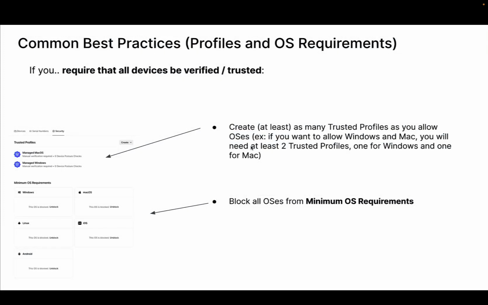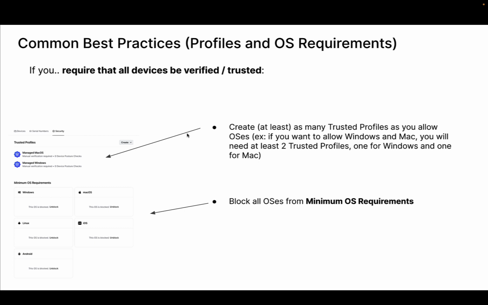Let's talk about best practices a little bit, because I think that's always interesting to highlight. And let's talk about actual use cases that we see customers implement. The first one is if you want to require that all your devices are verified, and there is no exception to that rule, the only thing you need to do is go and block all operating systems from minimum OS requirements, because this will effectively prevent any unverified devices from accessing anything, even if a policy is misconfigured.